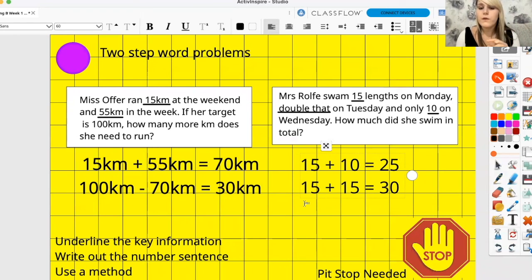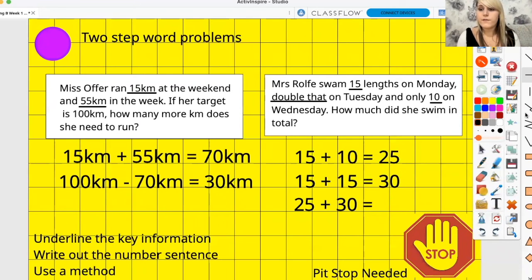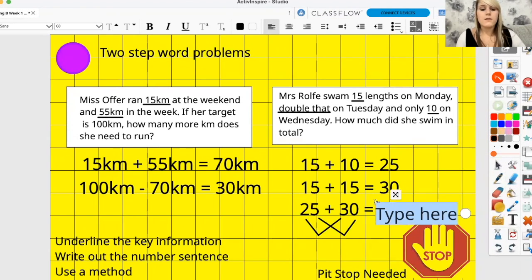So then I add all of those together. So the 25 plus the 30 that she did, and then that will be my final answer. So 20 and 30 is 50, looking at the 10s, and 0, add 5. If I've got nothing and I add 5, I've got 5. So if I've got 50 and 5, that must mean my answer is 55.